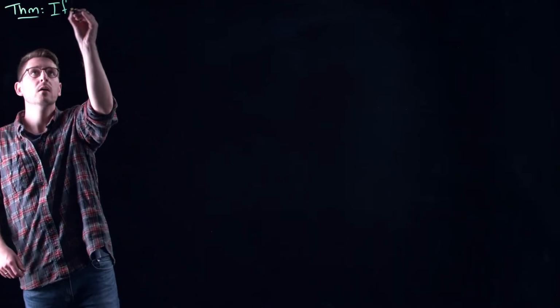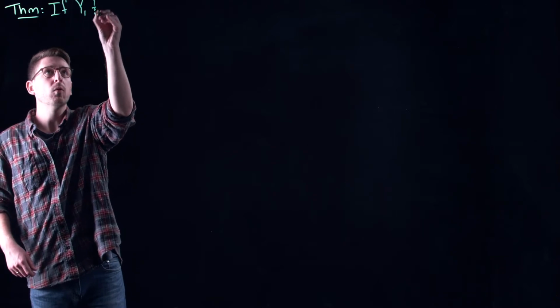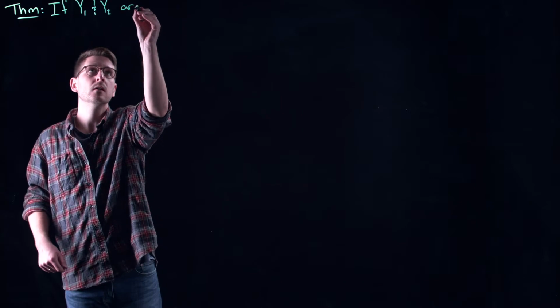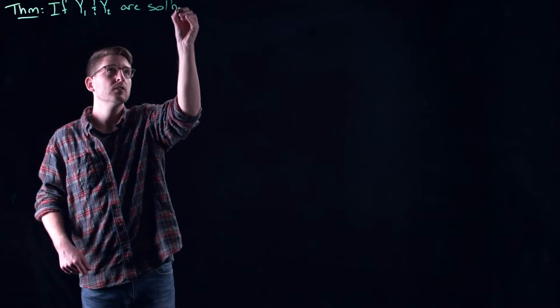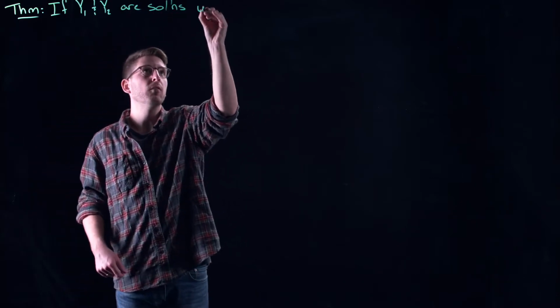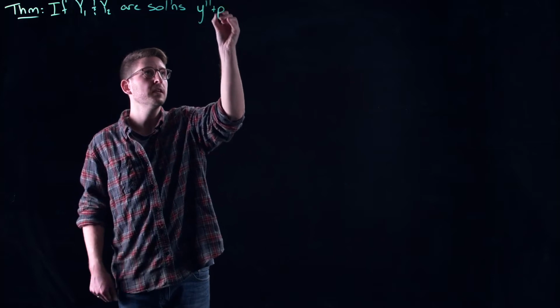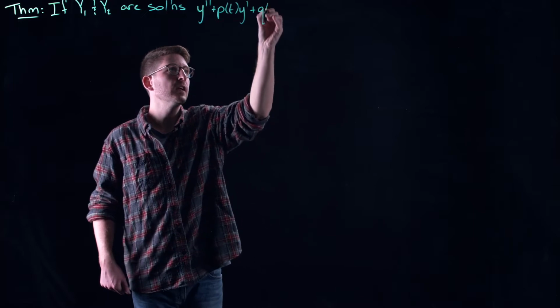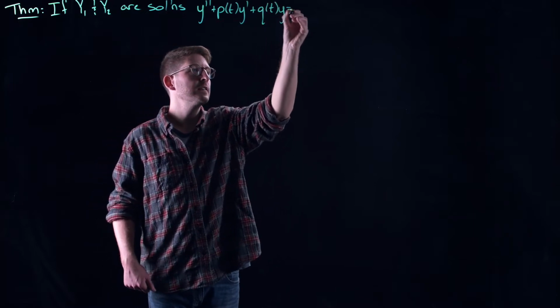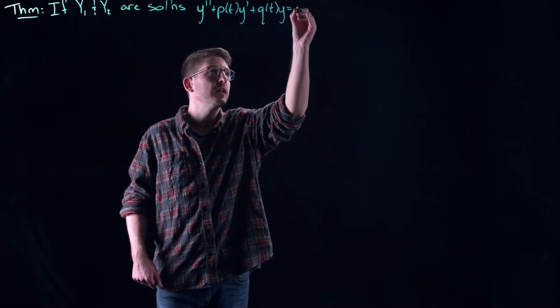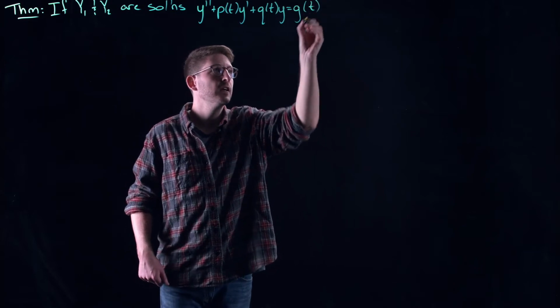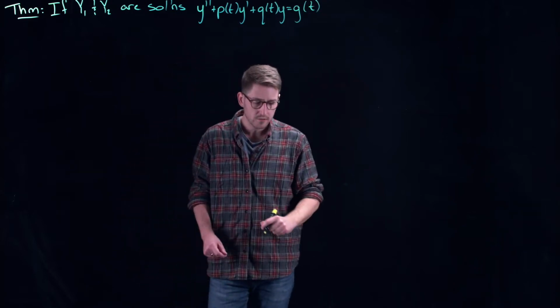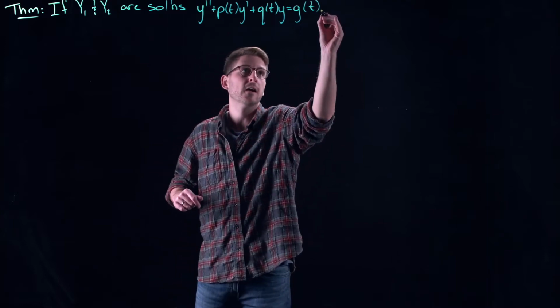And this theorem is going to say that if y1 and y2 are solutions, so they're solutions of y double prime plus p of t y prime plus q of t y is equal to, now this doesn't have to be homogeneous. This could be inhomogeneous or non-homogeneous as well. So we can have some function g of t on the end there.